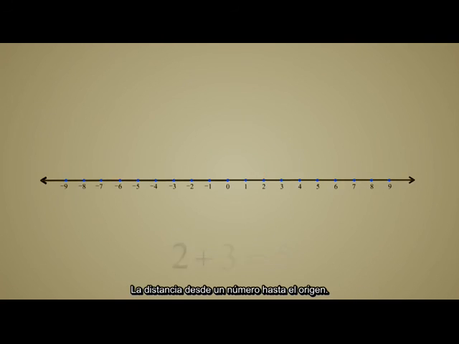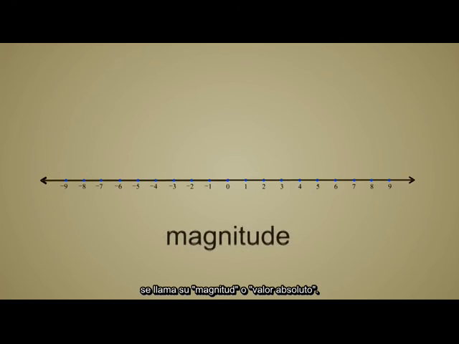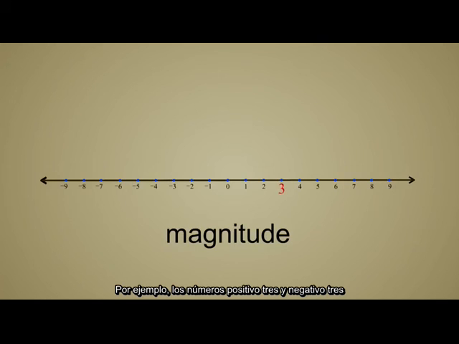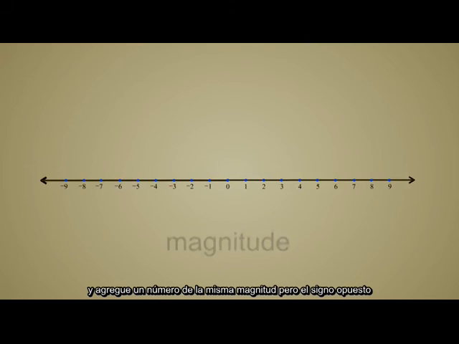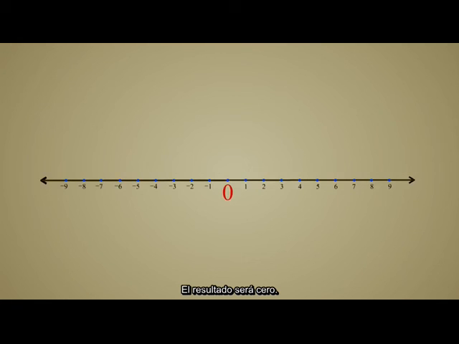The distance from a number to the origin is called its magnitude or absolute value. For instance, the numbers positive 3 and negative 3 have opposite signs but the same magnitude since they are located the same distance from the origin. If you take any number, positive or negative, and add a number of the same magnitude but the opposite sign, the result will be 0.